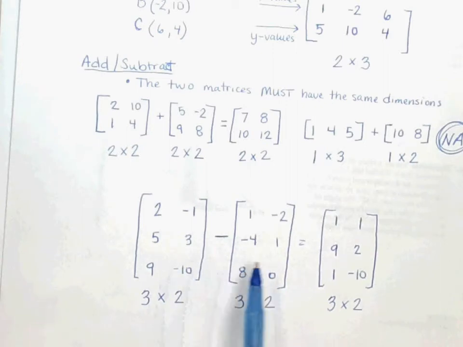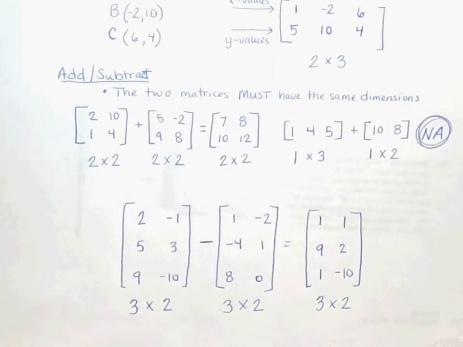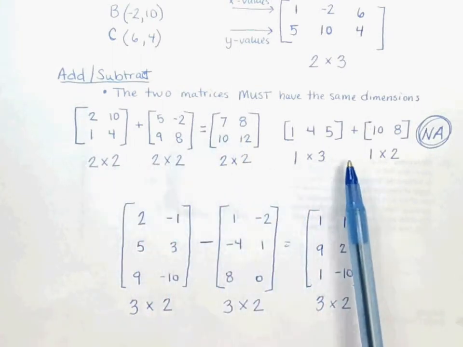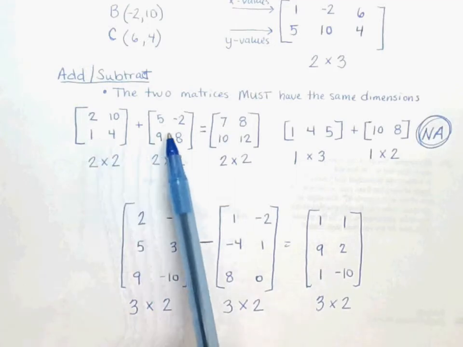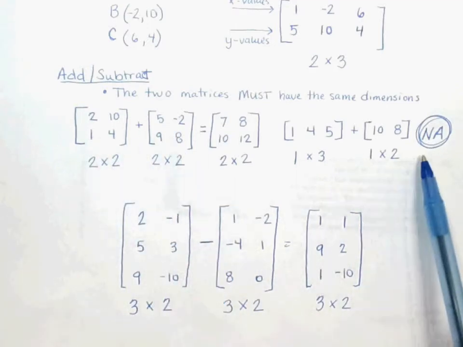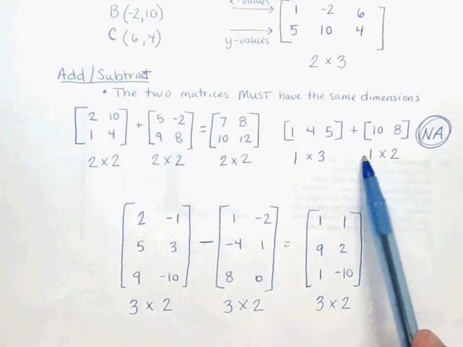If these are a 3 by 2, then our answer is going to be a 3 by 2. Okay? Adding and subtracting matrices, really easy. Check to see if they have the same dimensions. Okay? If they do, you just add the numbers or subtract the numbers that are in the same position. If not, then we can't do it like this one.